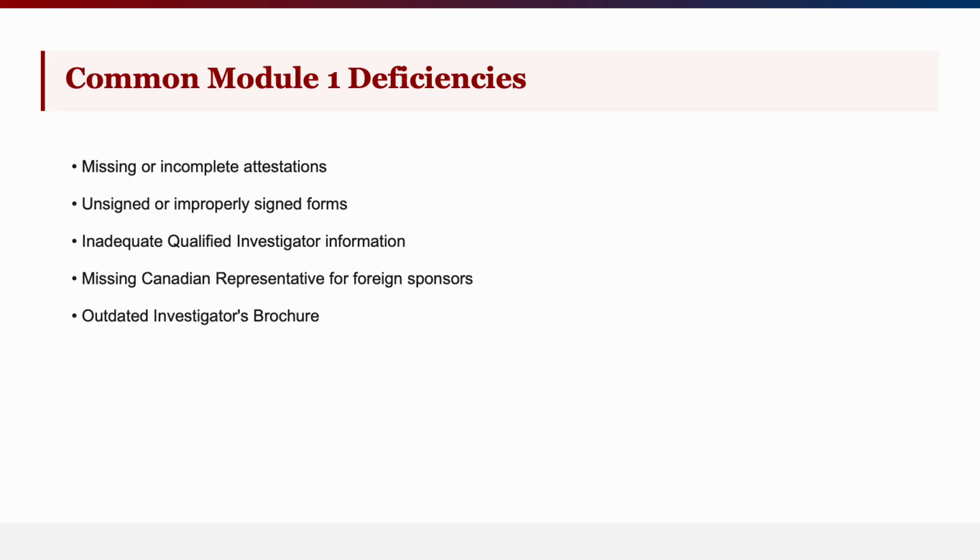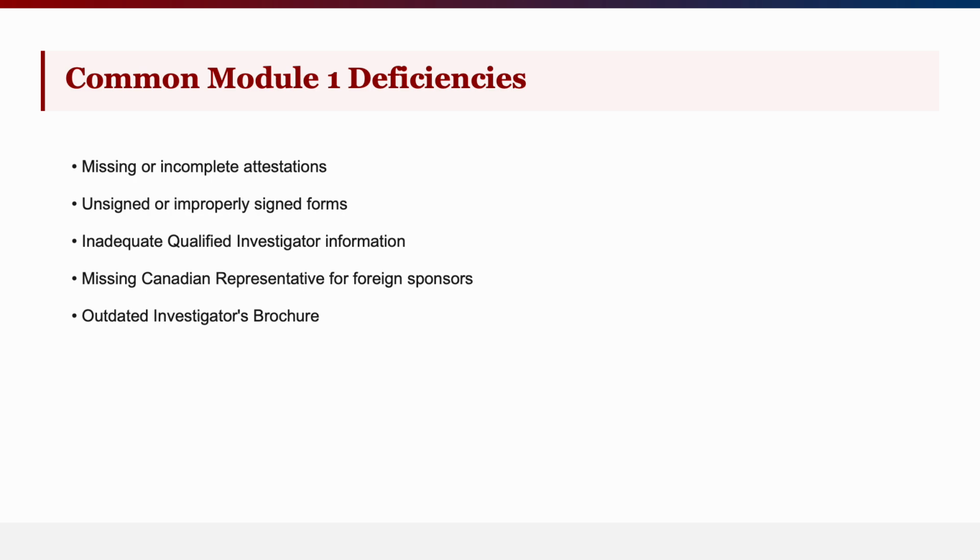Inadequate qualified investigator information can trigger clarification requests. Each QI must be identified with sufficient information to verify their qualifications. Missing medical license numbers or incomplete contact information are common issues. Foreign sponsors sometimes forget to designate a Canadian representative. If your company isn't located in Canada, you must have a Canadian representative, and their information must be complete.